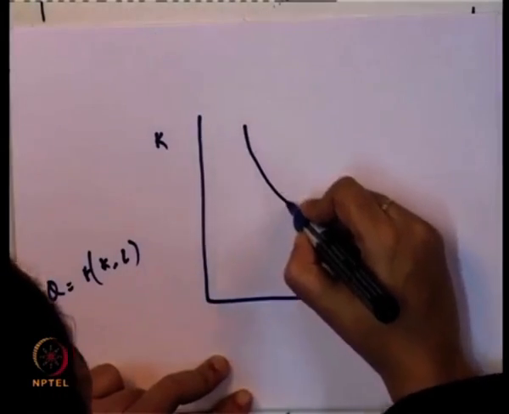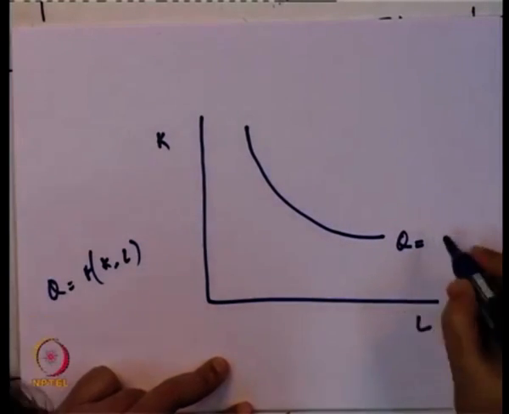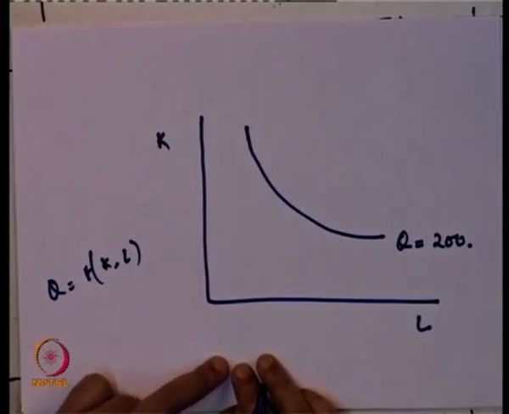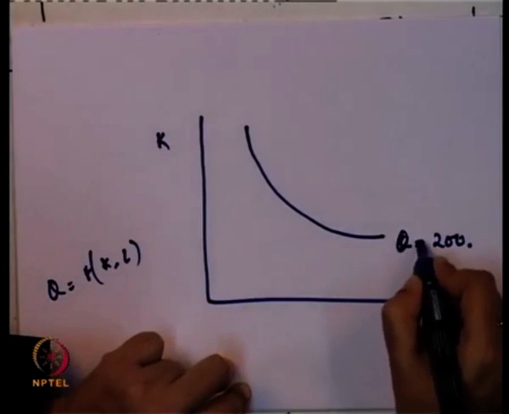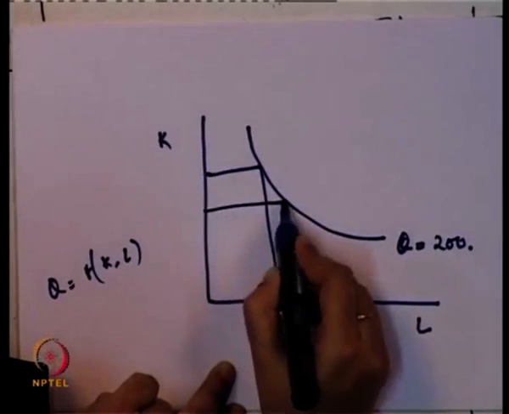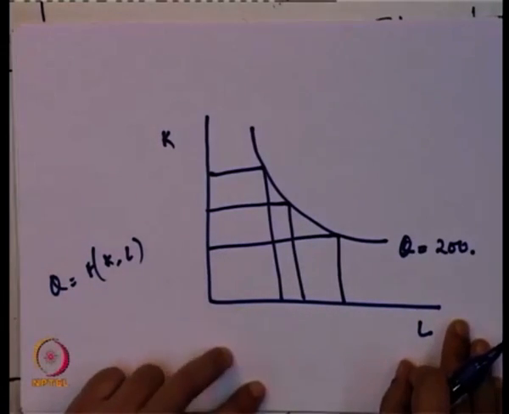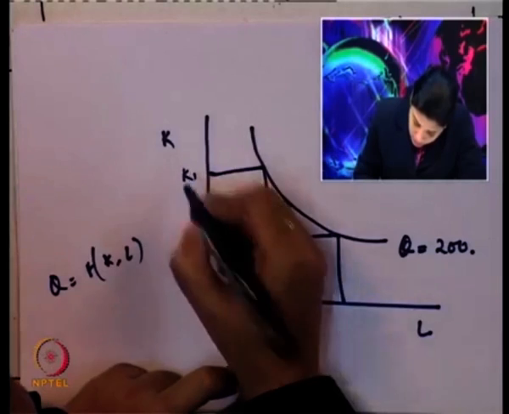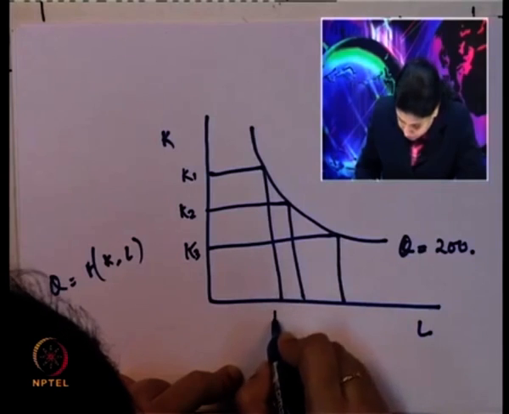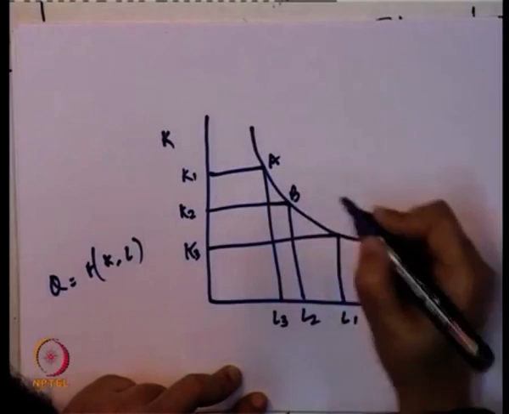Now, what is an isoquant? An isoquant is the locus of different combinations of capital and labor which give the same level of output. If Q is equal to 200, the isoquant represents the different combinations of capital and labor that will give an output equal to 200 units. Suppose this is K1, this is K2, this is K3, then this is L3, this is L2, this is L1. We have 3 points A, B and C.